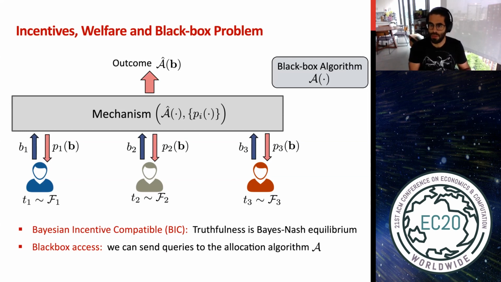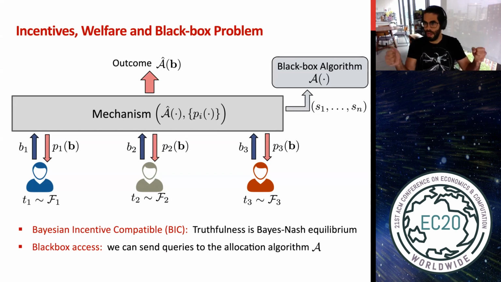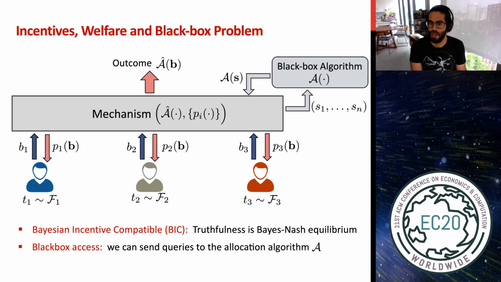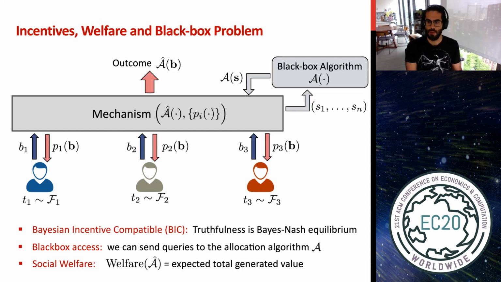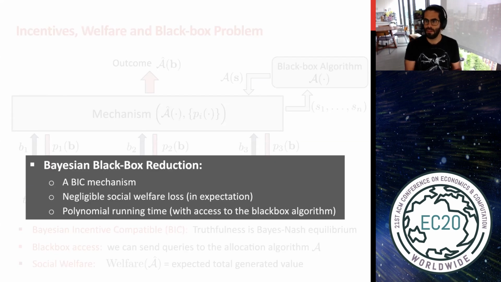We assume this allocation algorithm is given as a black box to the mechanism, meaning that the mechanism can send queries to this allocation algorithm. So a query would be just a profile of types, let's say allowable types. And given that profile, the allocation algorithm outputs an outcome. And in general, you can think of randomized allocations, so this can be just a distribution over possible outcomes. And now you would like to design a mechanism that uses your black box allocation algorithm in an efficient way and obtains a welfare that is comparable to the welfare of the allocation algorithm if everyone was reporting truthfully to this allocation.